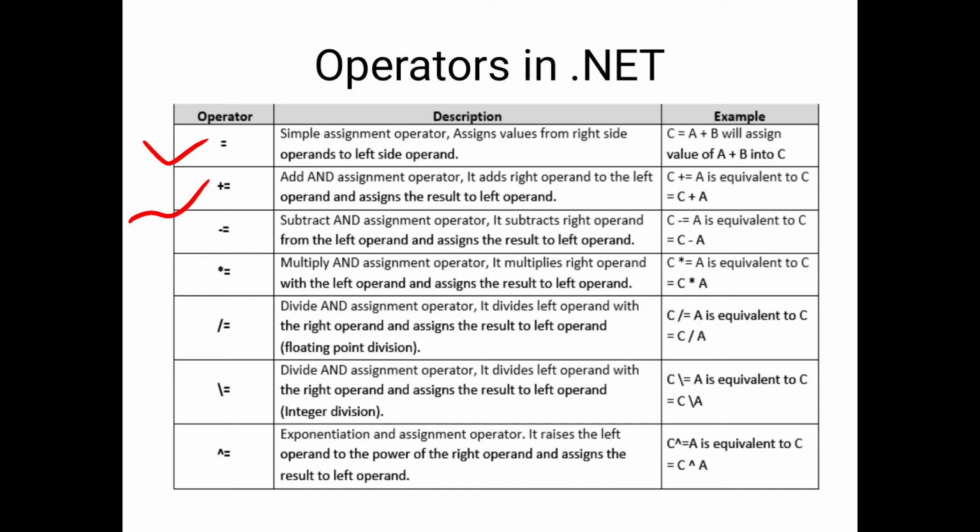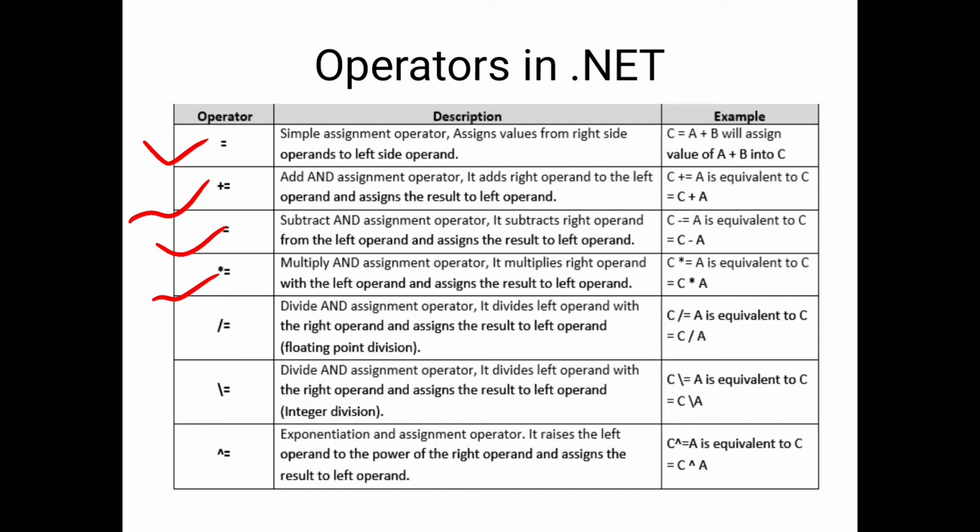Now similarly, -= is the subtract and assignment operator. It subtracts the right operand from the left operand and assigns the result to the left operand. So C -= A is nothing but C = C - A. The next one is *=, the multiply and assignment operator. It multiplies the right operand with the left operand and assigns the result to the left operand. So C *= A is nothing but C = C * A.